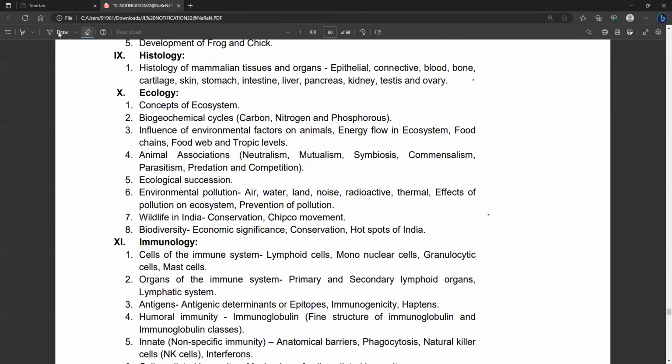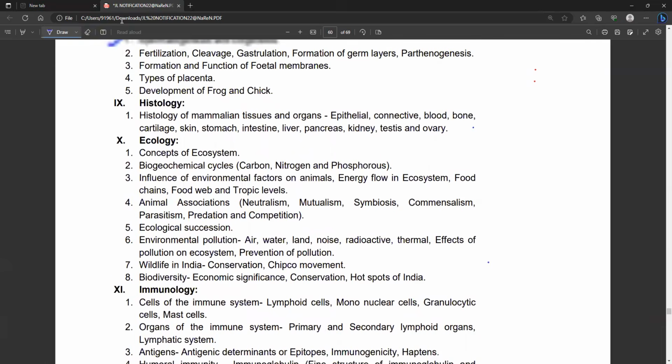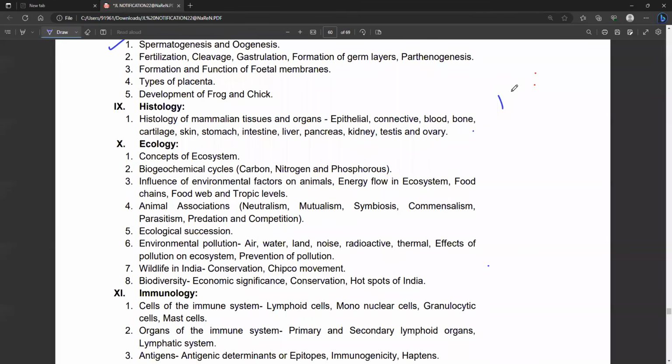So friends, how many questions will come from each chapter? You know that in the core paper we have 150 questions, is it? In these 150 questions, friends, try to understand, they come from all the 11 units.